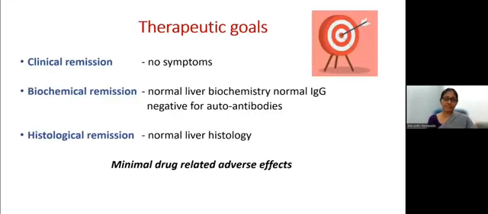So therapeutic goals-wise, what are your aims? If you try to treat a child with autoimmune liver disease, you aim for no symptoms. If they have jaundice and so on, you would aim for no symptoms. And you need biochemical remission as well, normal liver transaminases, I would say, with normal IgG. So you would follow them up with liver enzymes and immunoglobulins, as well as to achieve negativity for autoantibodies. And finally, the gold standard of achievement would be the histological remission, the normal liver histology. And you are trying to achieve these therapeutic goals with minimum drug-related adverse effects, because the drugs you use are immunosuppressive agents, which can be toxic.